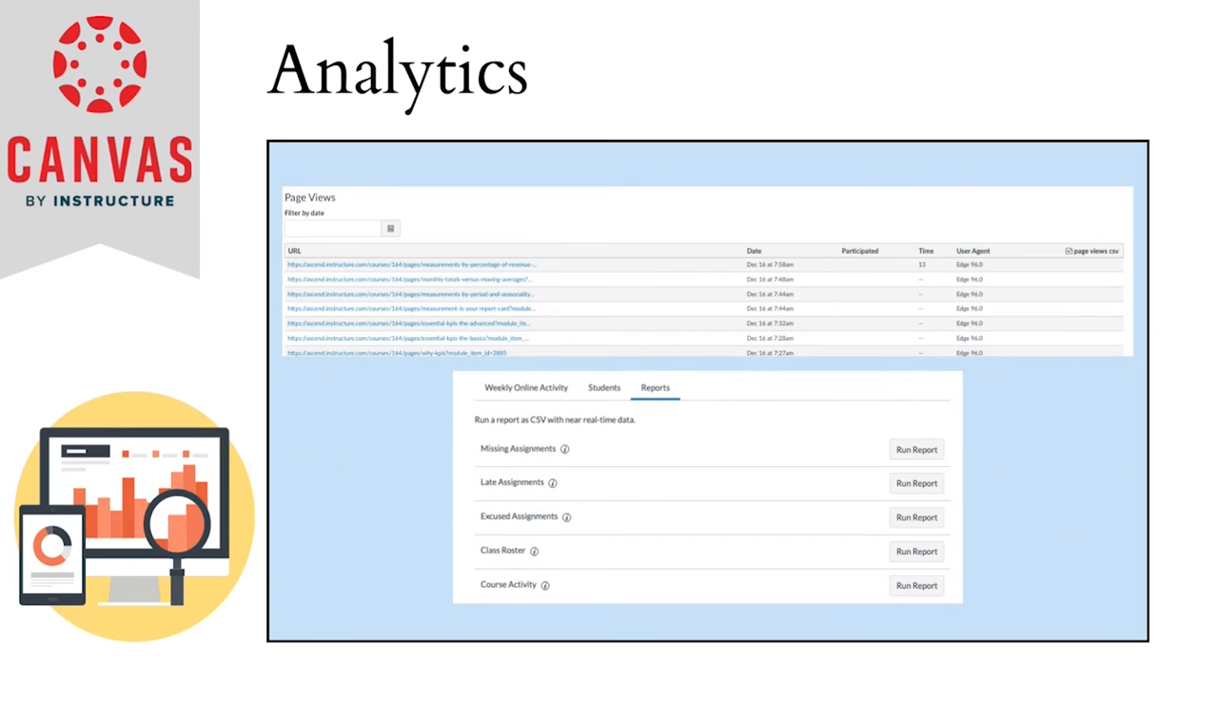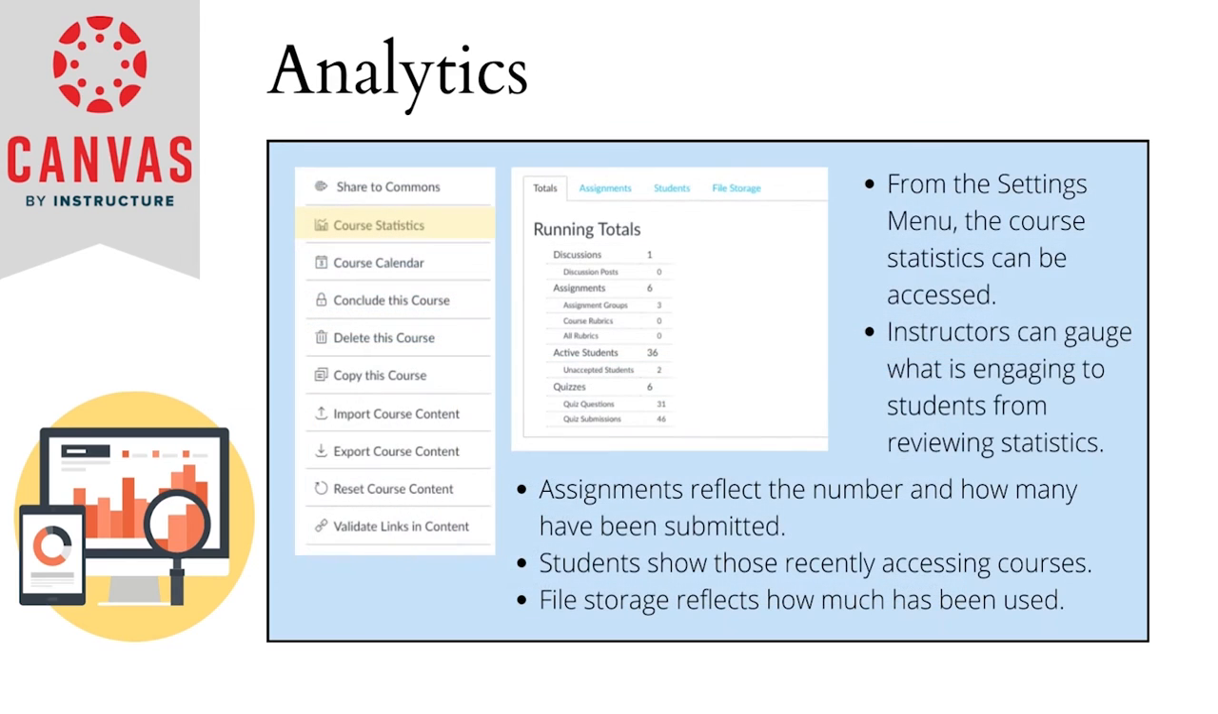Here is an example of a page view. Here we can see the URL within the course where the student was, what date, and it also shows how long and what time they were in that specific area. This information can be found through accessing individual student information. Other reports that can be obtained can be regarding missing assignments, late assignments, excused assignments, a class roster, and course activity.